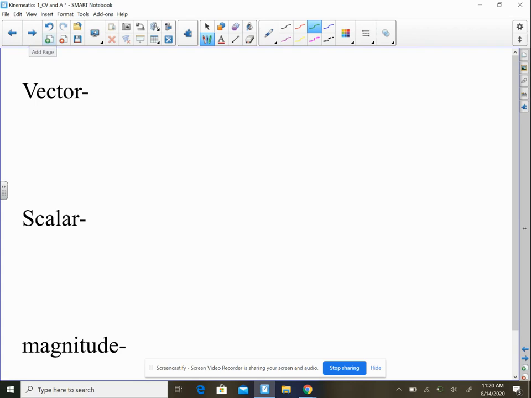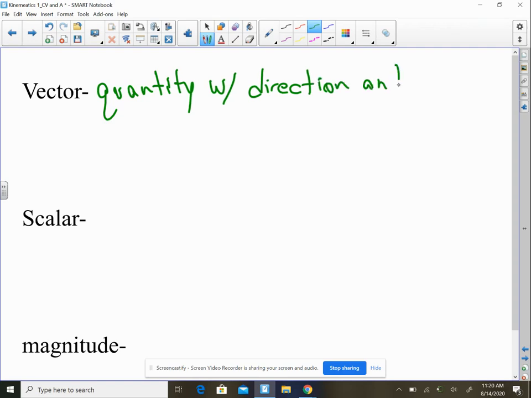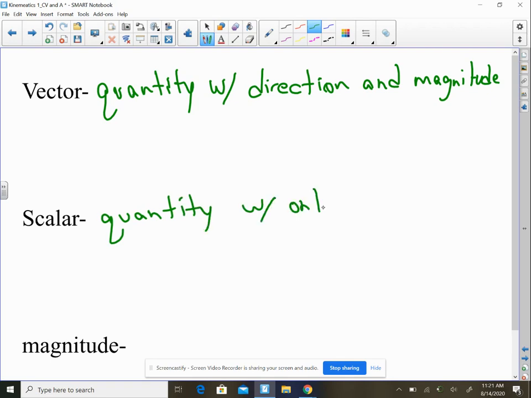To define those two further, we need to define these two words, vector and scalar quantities. A vector quantity is a quantity that has direction and magnitude. And a scalar quantity is a quantity with only magnitude. You may be wondering, what does magnitude mean? When we're talking about the magnitude, we just mean the size or the amount of that quantity.